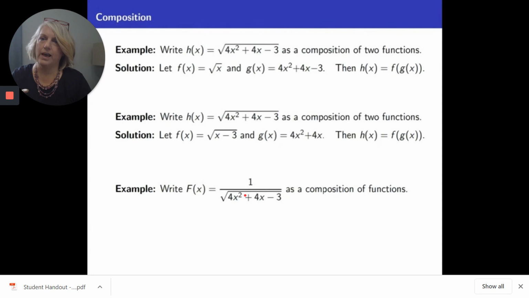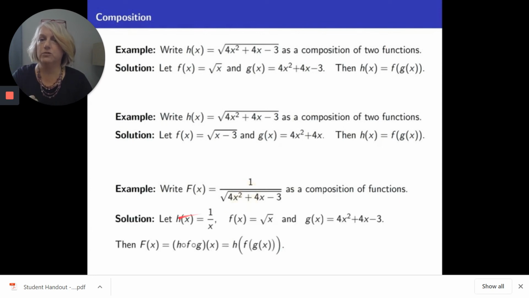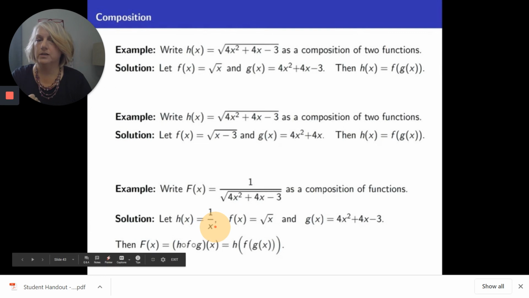So in thinking of it that way and working my way from outside in, the fraction would be the first function. The square root would be the second function, and then the quadratic would be the third function. And that's how I'm getting h of f of g of x. So you could decompose it that way.